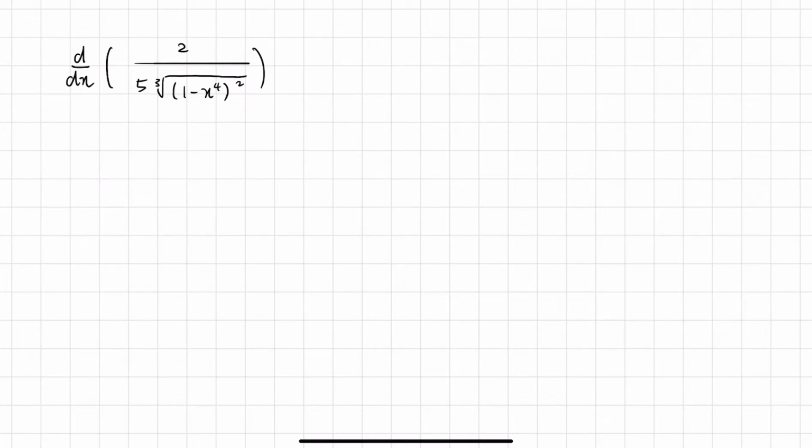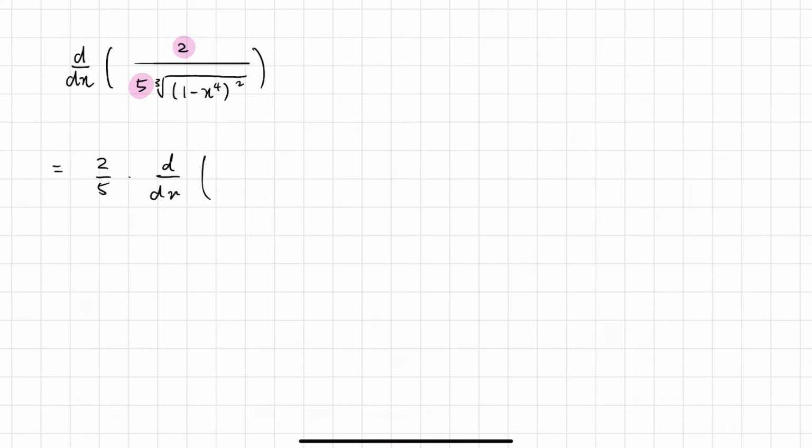Now, when you're doing some question like this, it's always useful to identify the constants. So in this case, you have this 2 and you have this 5, right? Since it's just a constant, we can just pull that out the front. And we can just try to focus on, since we're differentiating in terms of x, this bit here. Okay, so I'm going to say d on dx.